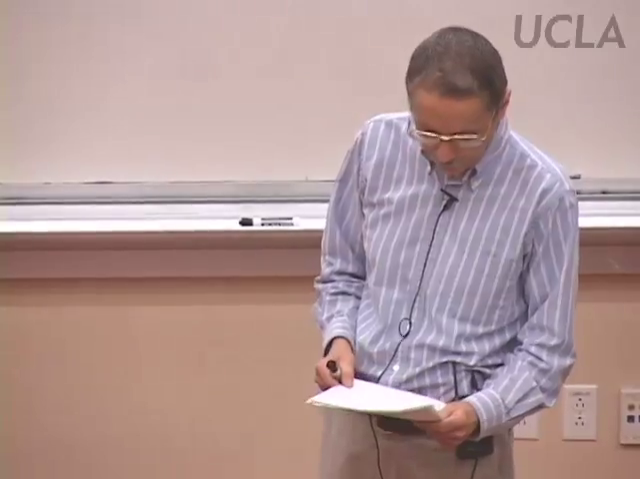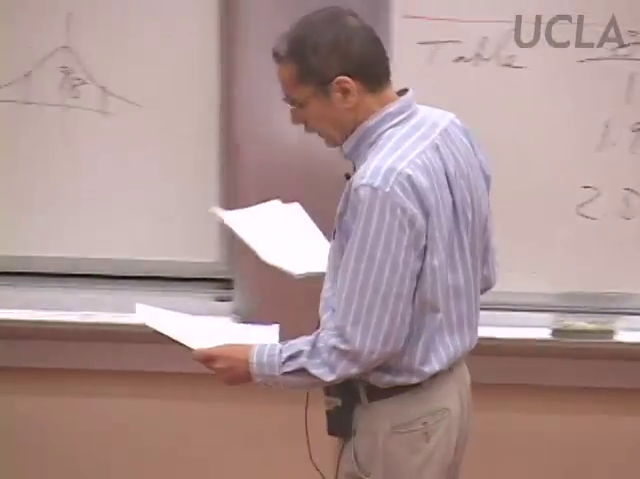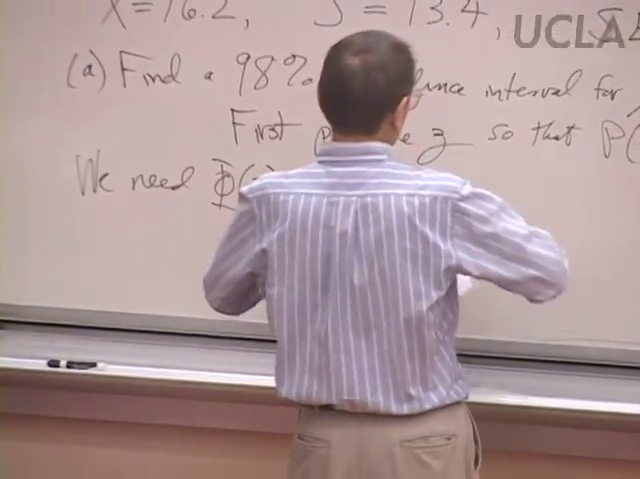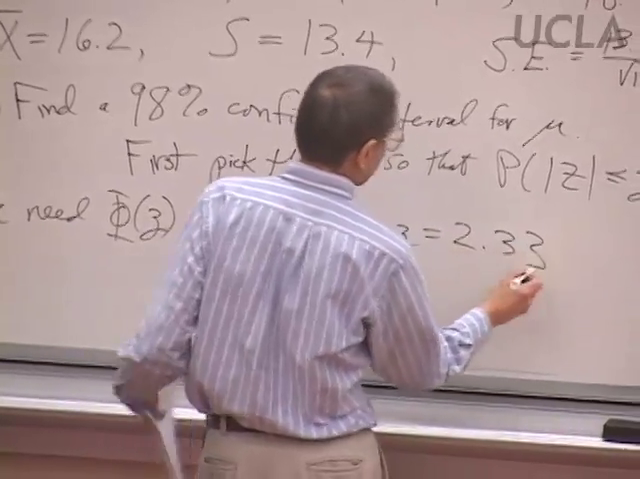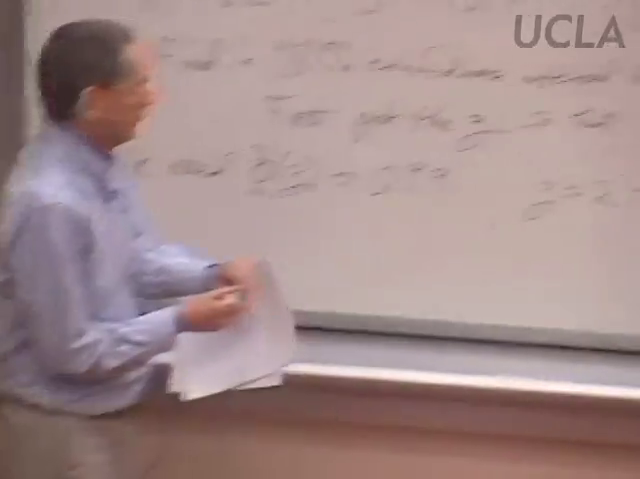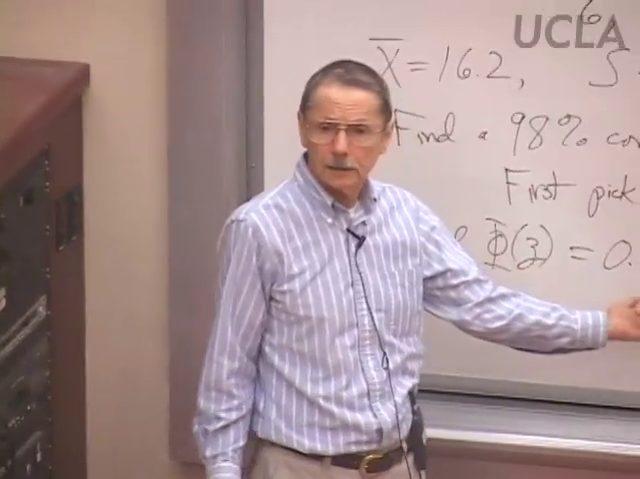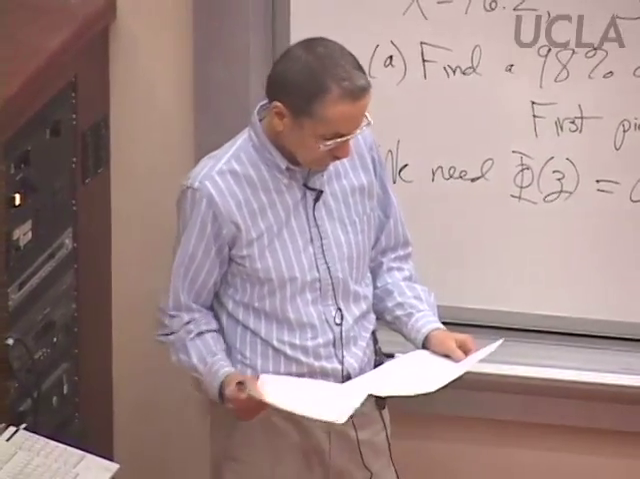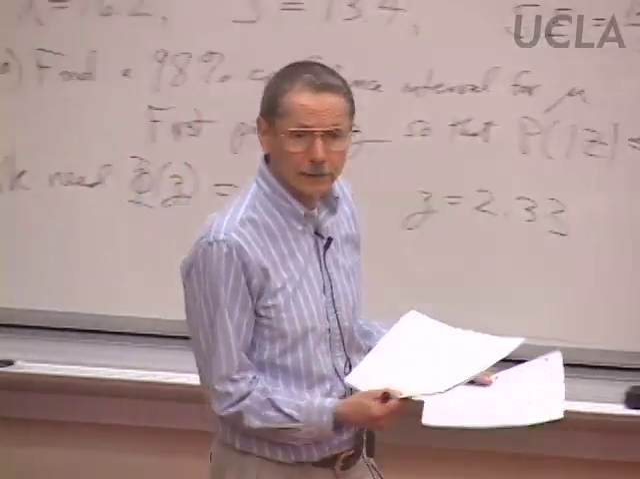And so we look in our table to see how close we can get to that. 2.33, to 2 decimal places, is the number that comes closest to 0.99. It gives 0.9901. Well, that's really close.